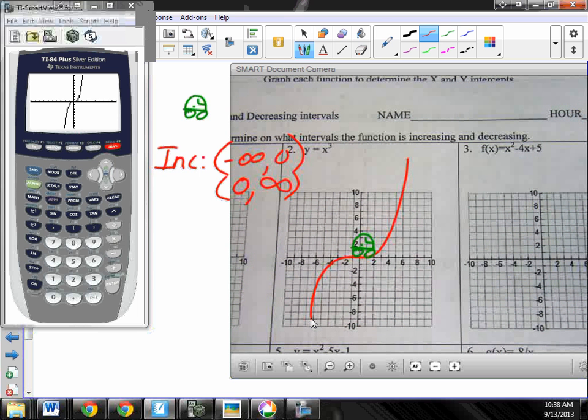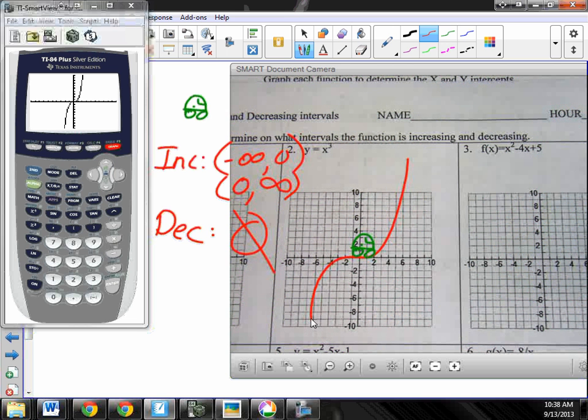What is my decreasing interval? It never decreases, so I can say it's the empty set. It's the set of numbers that has no numbers in it. That's what that symbol means. Okay. You could also write never decreases.